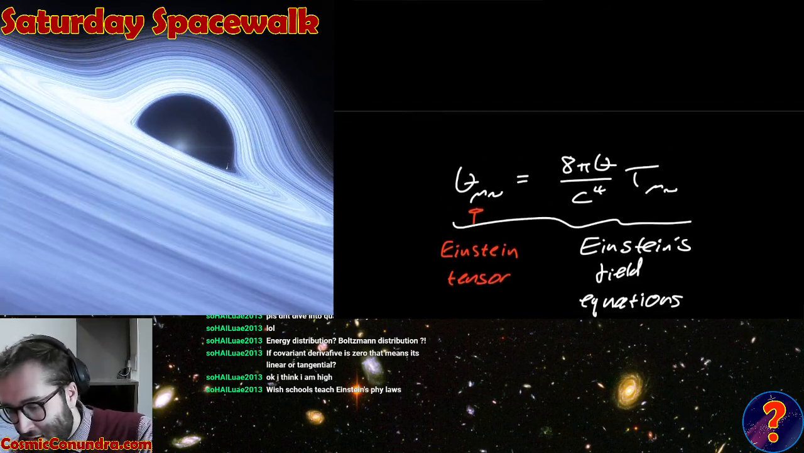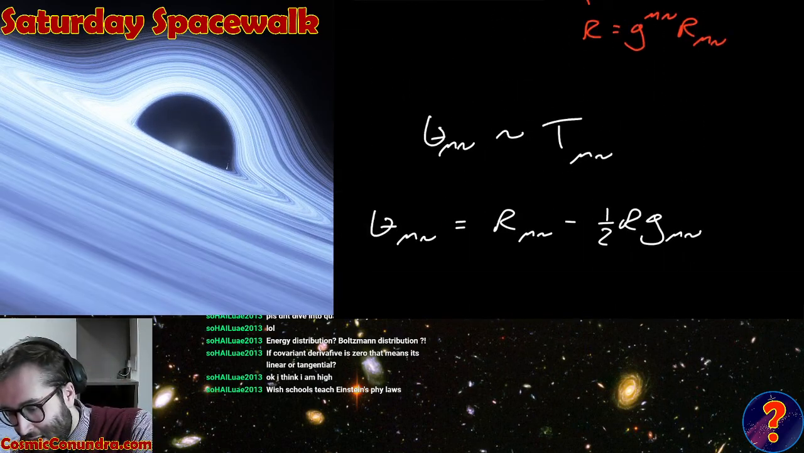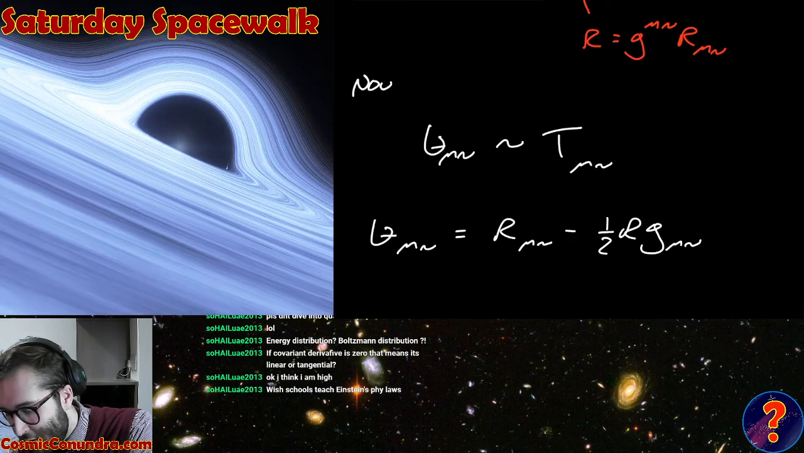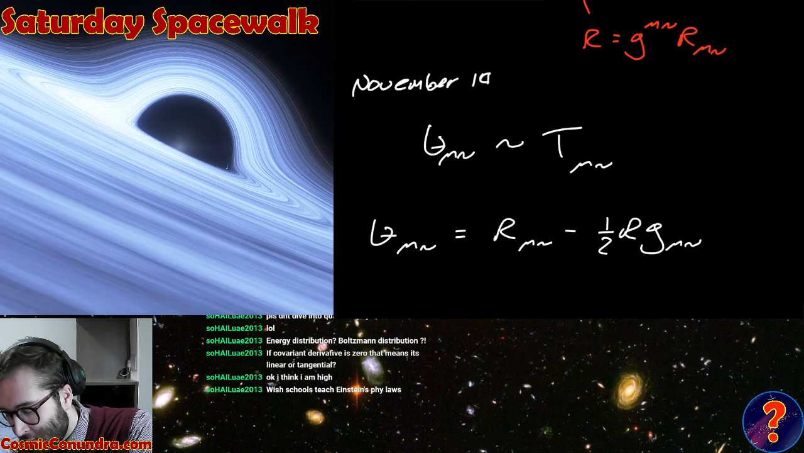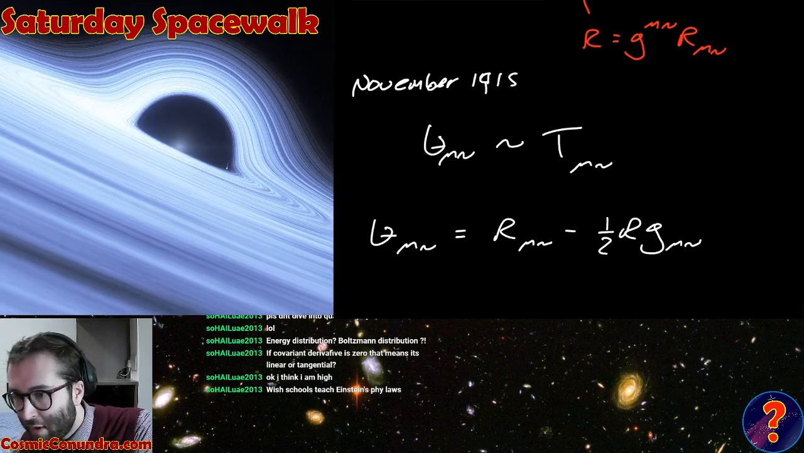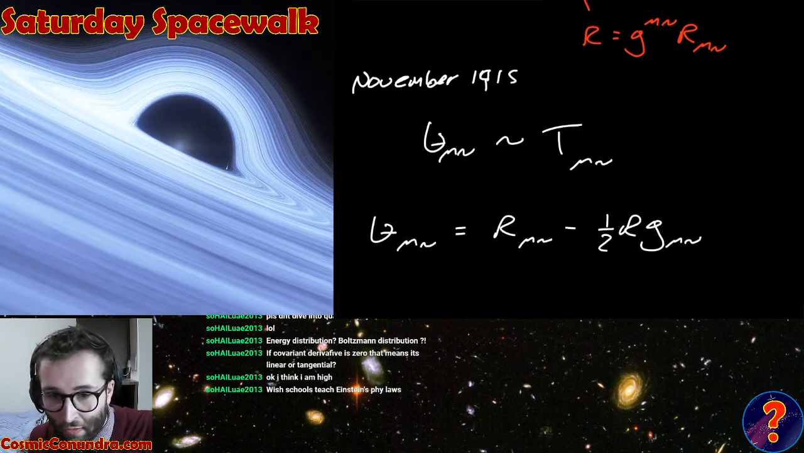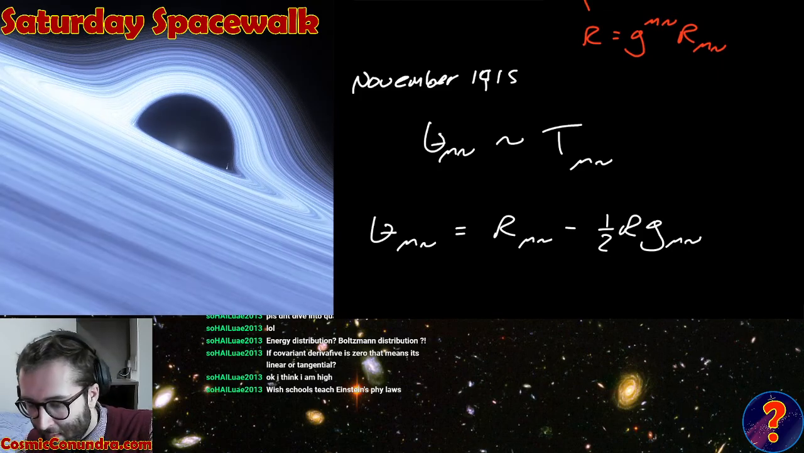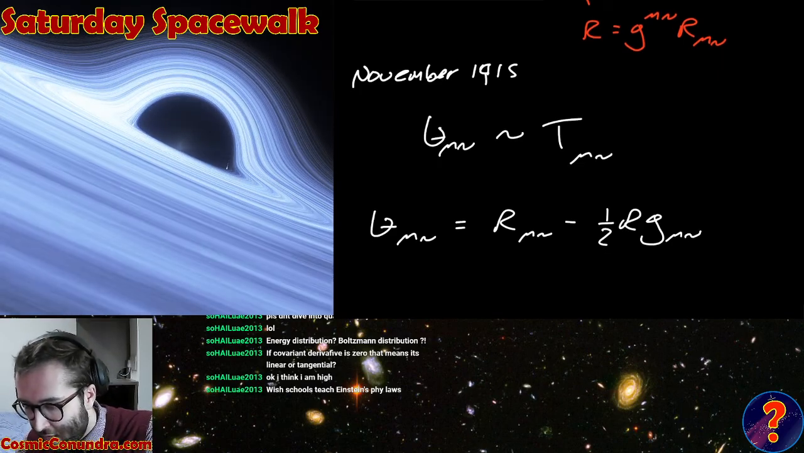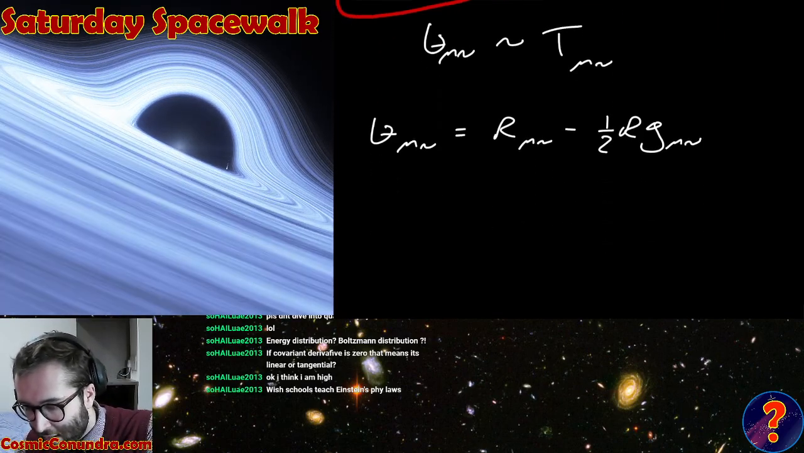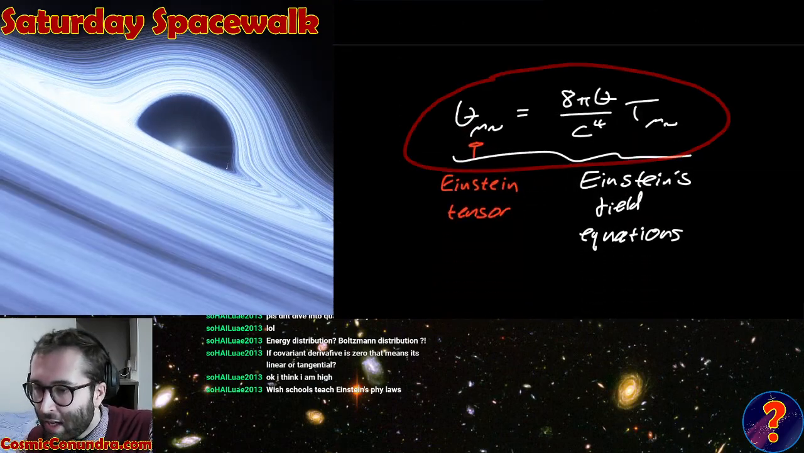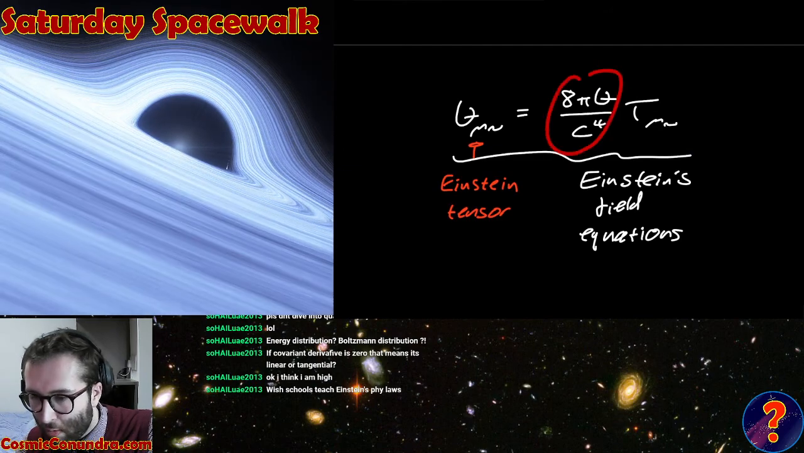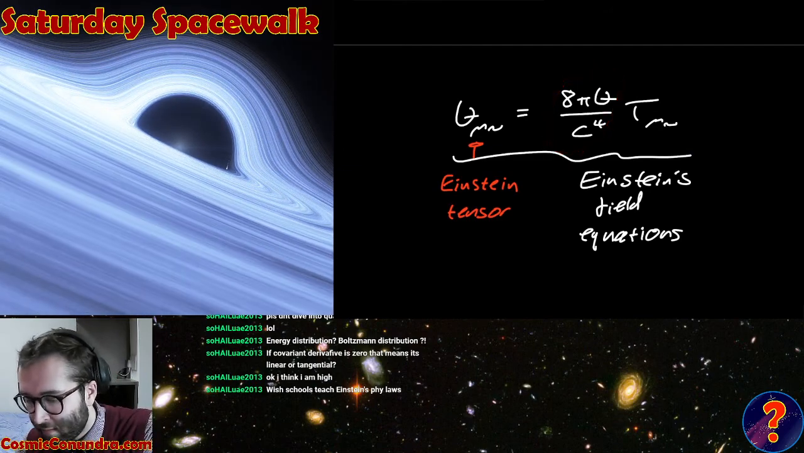So Einstein, I should have said, wrote this down in November 1915. So this is a month after he wrote down the slightly incorrect version with the Ricci tensor. He got this much more correct form that eventually was even corrected even more with this factor at the front here. Okay.